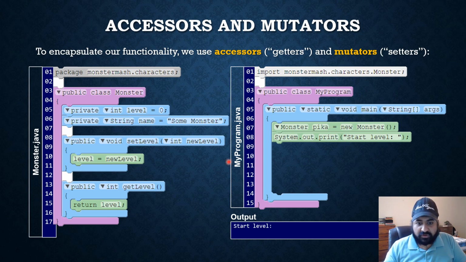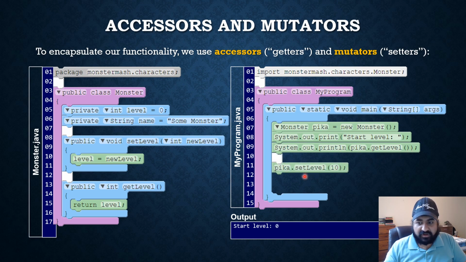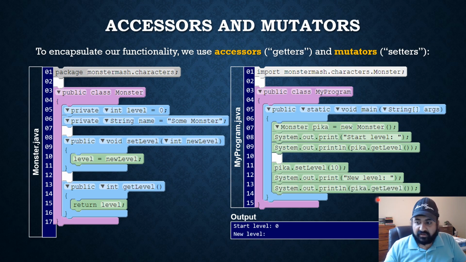And now if you want to set the new level, in this case, we just ask the start level, which is we are printing the current level. So instead of pika.level, you have to use pika.getLevel to get the level. And now in the next statement, we are setting the level to 10. So after this, if we print the new level, you can again use pika.getLevel to get the new level, and this should now print the new level as 10. So this is one example. I'm going to show you one more example in the next slide, and then we are going to end this video.